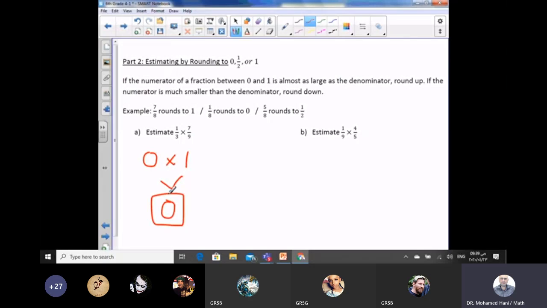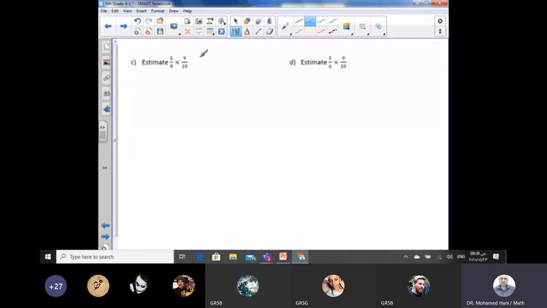Letter B, estimate 1/9 times 4/5. 1/9 is closest to 0, and 4/5 is closest to 1. Estimate, half of 8 is 4, so I say that's close to 1/2. And 9/10, it's only 1 away, so that's really close to 1. And 1/2 times 1 is 1/2.